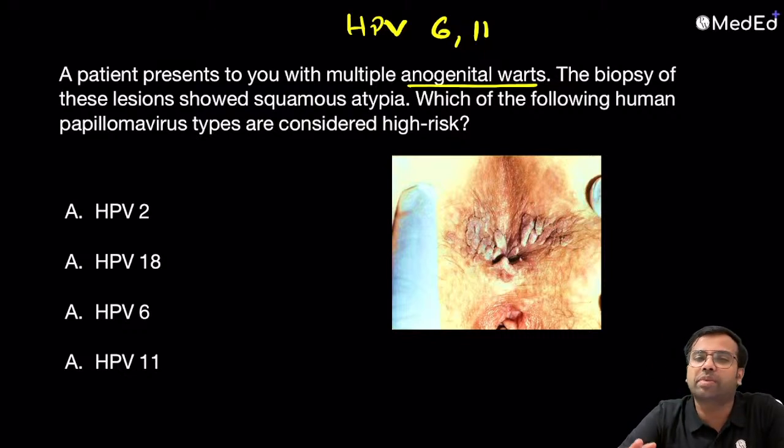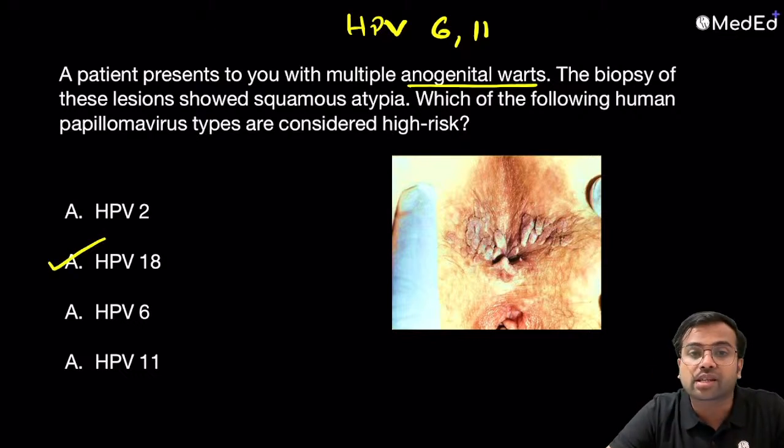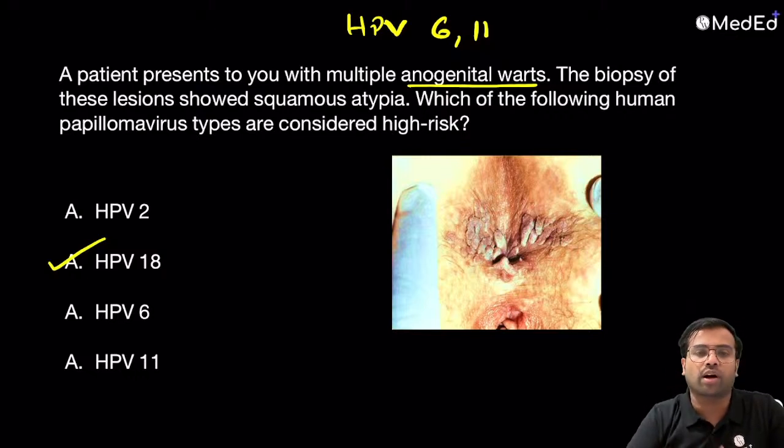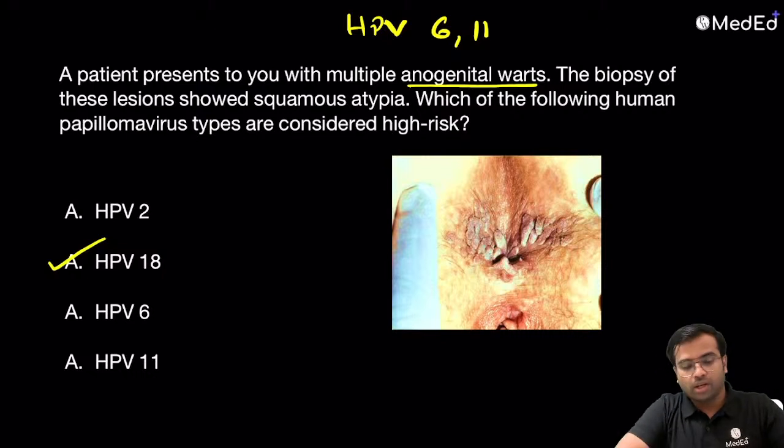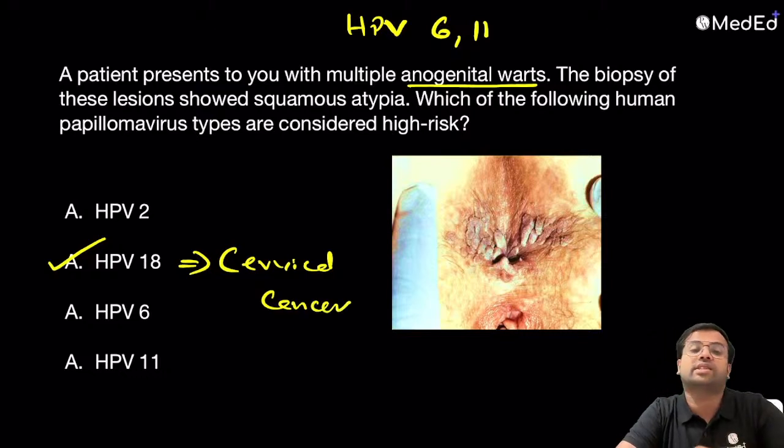This also is a repeatedly asked topic. Remember, HPV 18 is considered to be a high risk because in gynecology you must have learned that HPV 16 and 18 can progress to some kind of a carcinoma. Now, what is a carcinoma? So 16 and 18 can proceed to cervical cancer. That is the reason why this is considered to be a high risk type of a human papilloma virus.